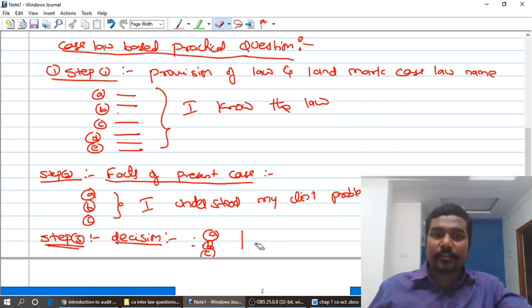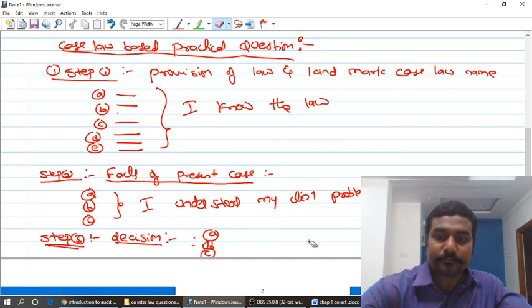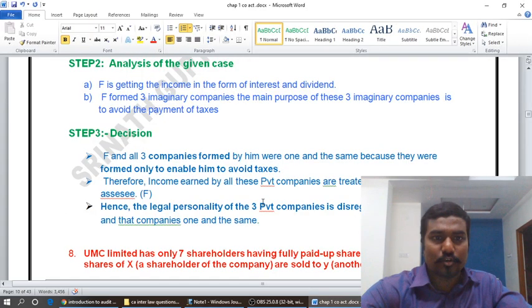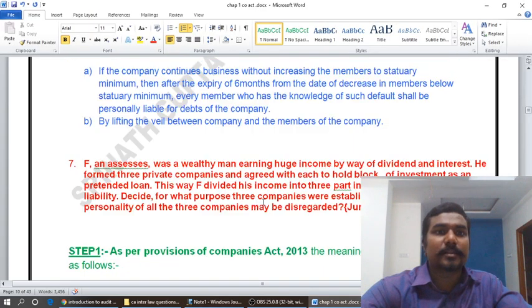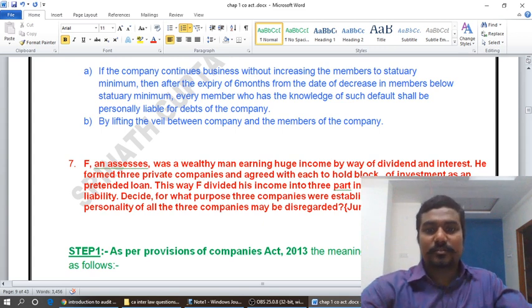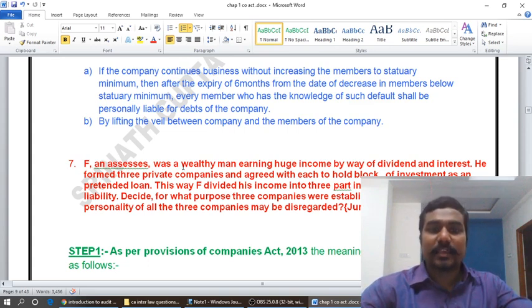So let me explain one question practically. Let me take one previous exam question. For example, sir, let us take this question. This question was asked in June 2009. If an assessee was a wealthy man earning huge income by way of interest and dividend, he formed 3 private companies and agreed with each to hold a block of investment as a pretended loan.